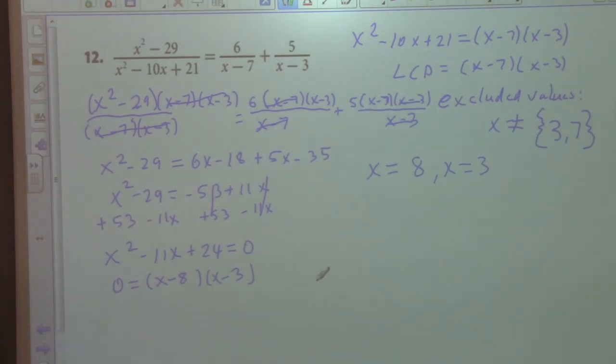And real solutions? Yes, 8 is the real solution, the extraneous is excluded, right? So x equals 8, real solution. X equals 3, extraneous solution, right? Is that what you meant? Okay, so that's going to be it, right? Right. All right, thank you.